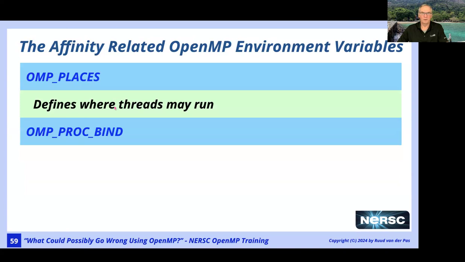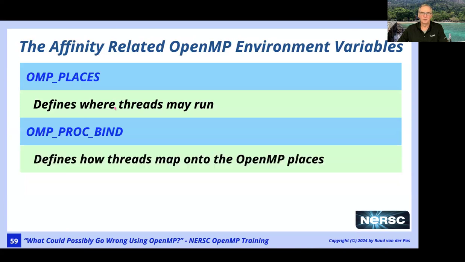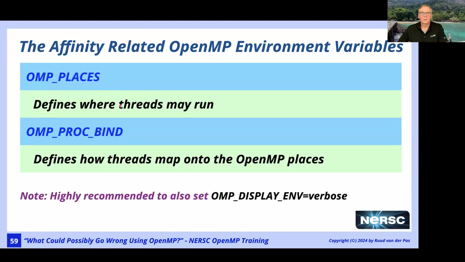Then you have the proc bind variable that does the mapping of the threads to the places. Why do you need that? Well, I could have 12 places, and when I'm running four threads, I need to tell the system how to map that onto those places. That's what you do through the proc bind variable. These two variables together are remarkably powerful. When you start playing with this, I would highly recommend setting an environment variable called OMP_DISPLAY_ENV and setting it to verbose, because at program startup, that will echo the settings, including the places definition that you have set. It has saved me more than once by checking that, because it's easy to make a mistake with this stuff.